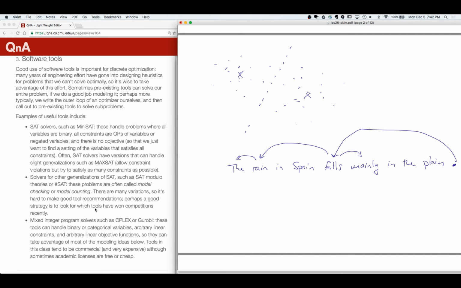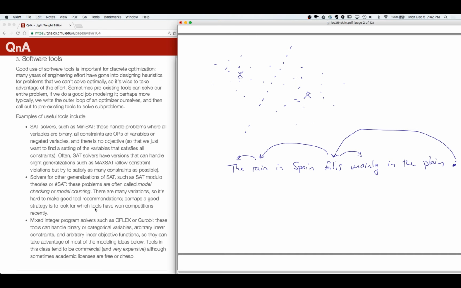One is we can model the problem in whatever language they understand and pass off the whole problem to the third-party software. Or the other way is that we can write the outer loop of our optimization ourselves and then call out to one of these other optimizers. And both of those can be effective.